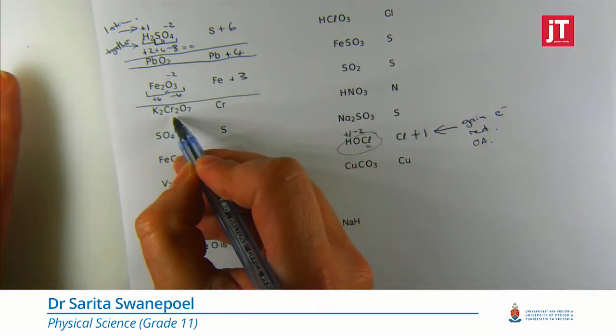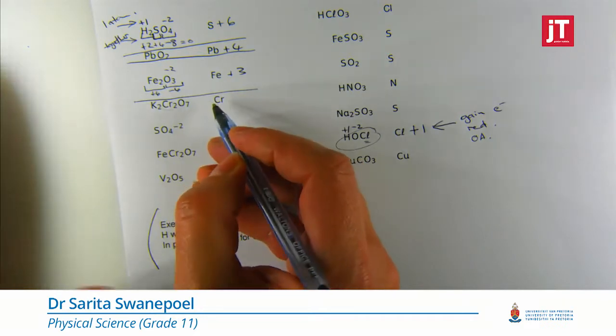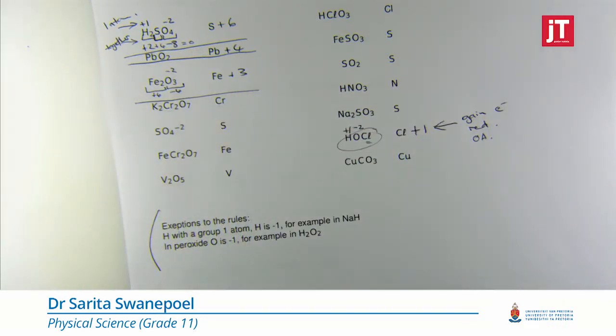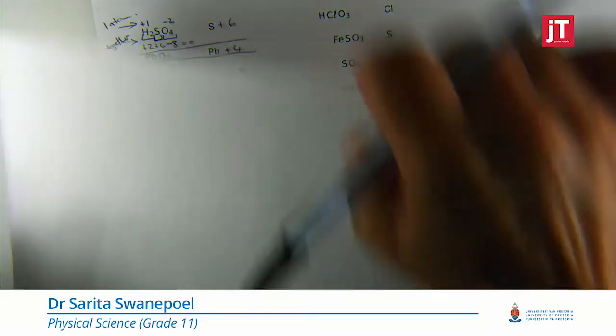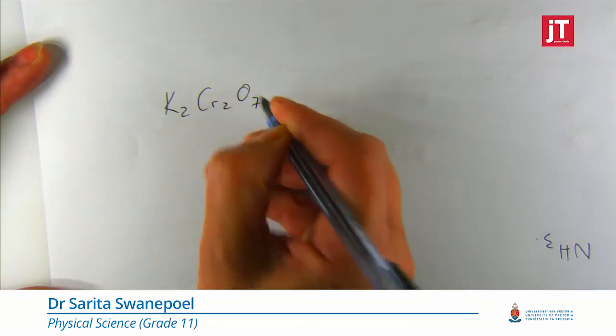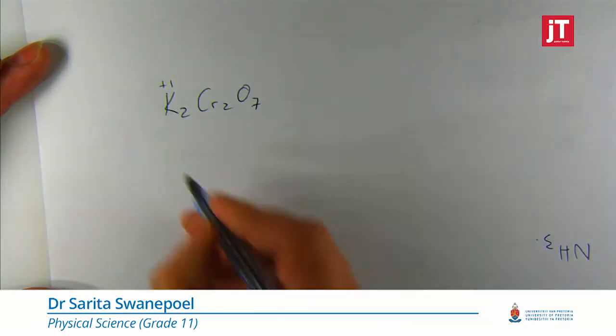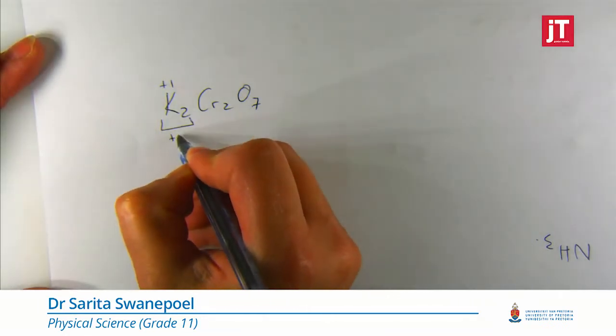Next one, dichromate, and we're looking at the chrome. Now tell me, what do you know about potassium? Potassium is in group 1, and for group 1 we take +1. So together they are +2.